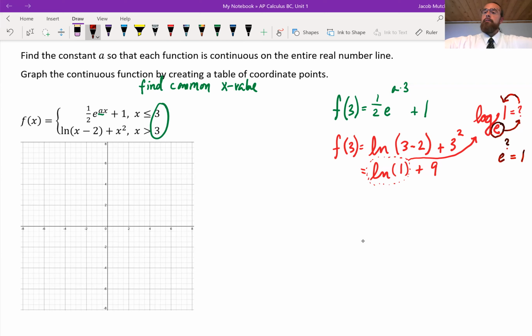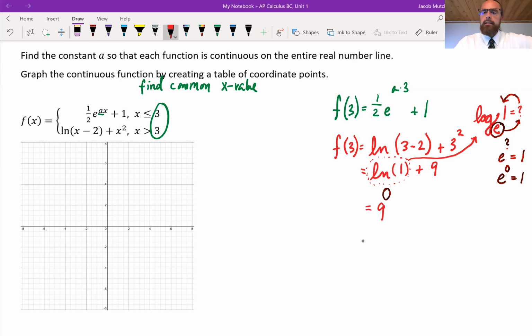Excellent. If I raise any base to the power of 0, it will always equal 1. So e to the power of 0 equals 1. In fact, anything to the power of 0 equals 1. So this becomes 0. ln of 1 is 0. So this, like f at 3, really boils down to 0 plus 9 or just 9. That's nice.